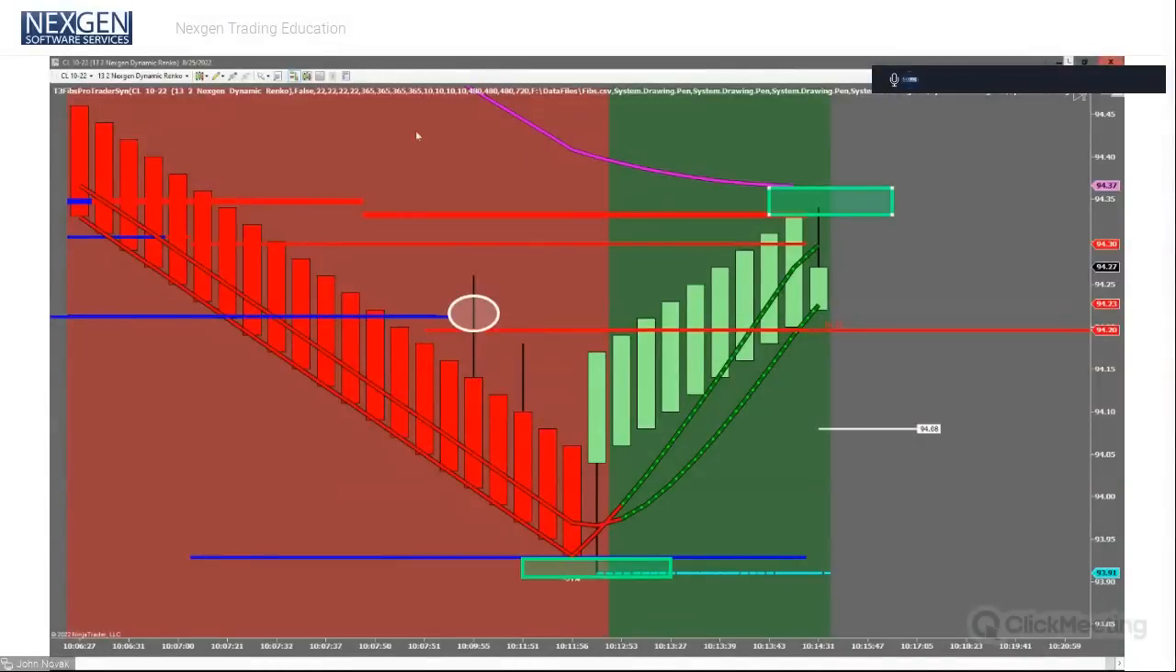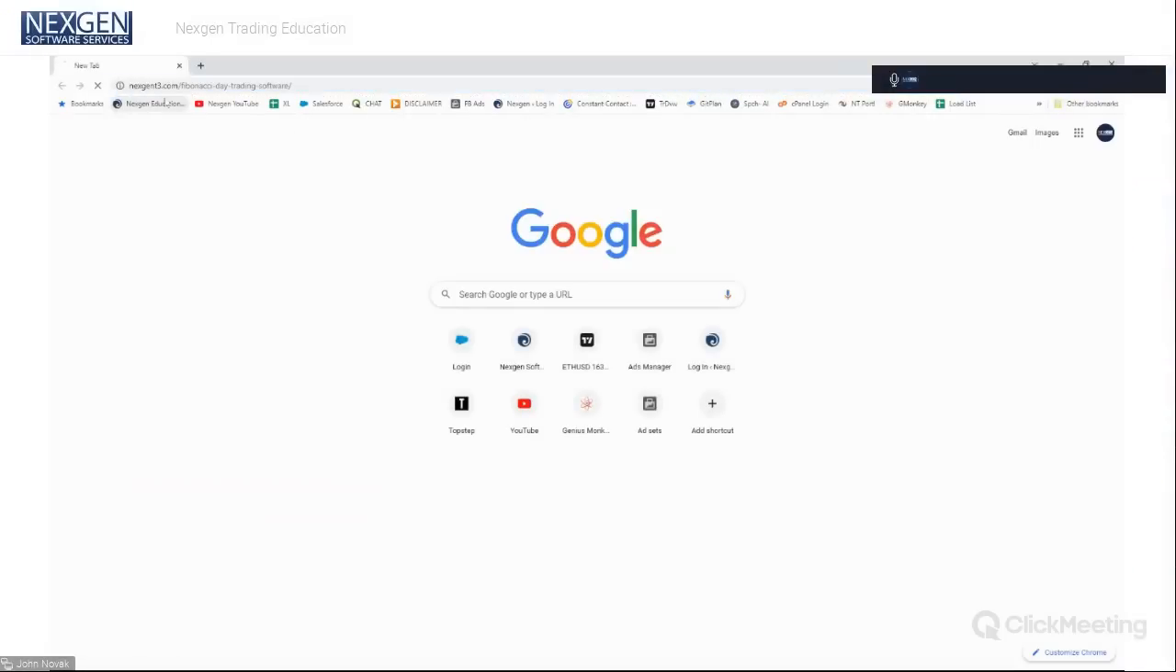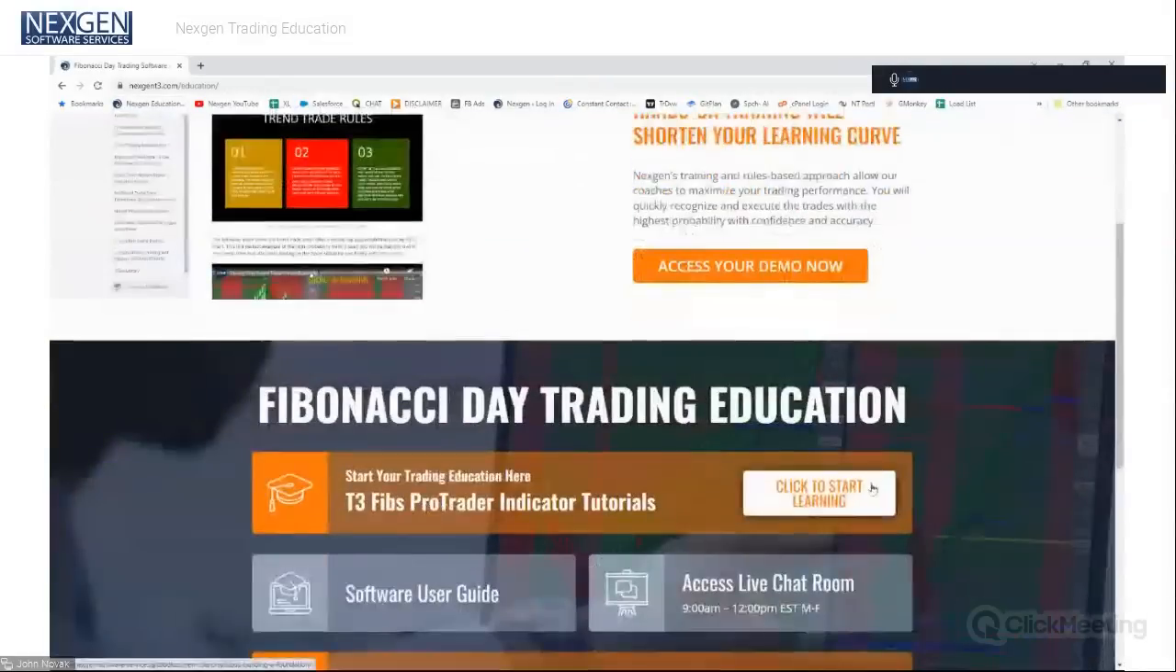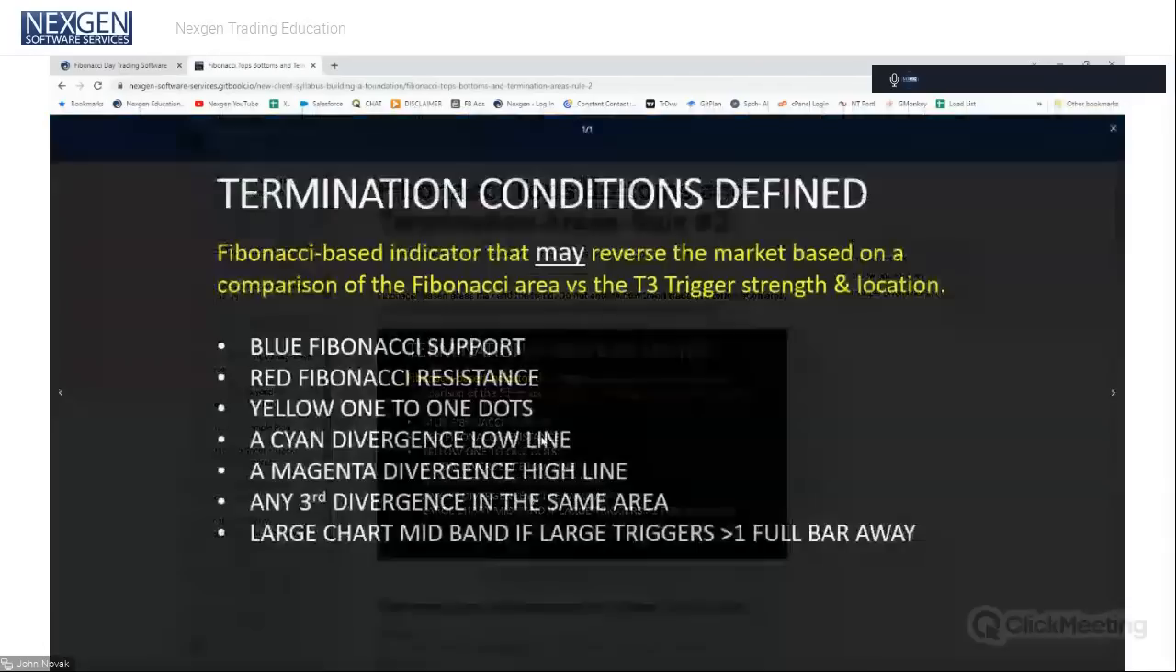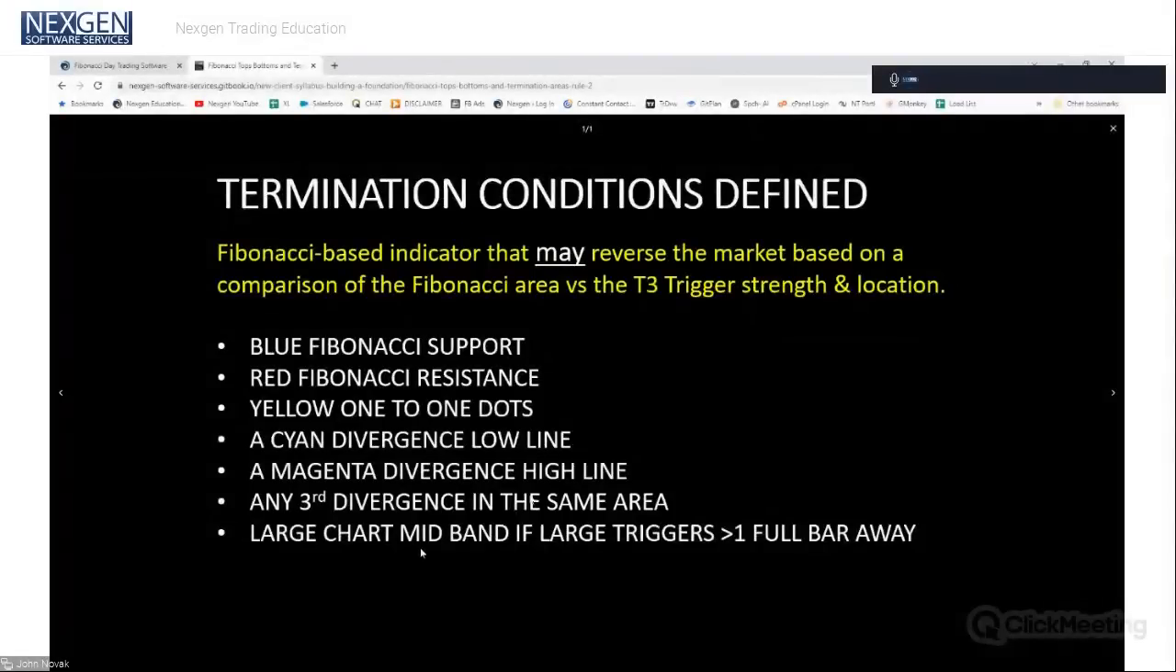What's one of the other things that we want in our trading rules? We want room to the target, right? That's rule number 2. We don't want to have hit a termination spot. Mid bands or red fibs or mid bands and red fibs. So if it may reverse the market, we don't want to go long into it.